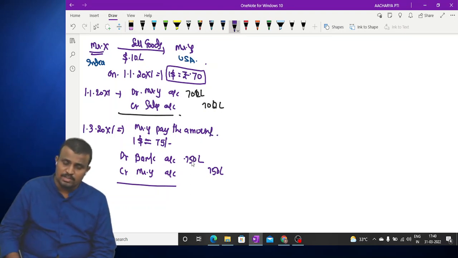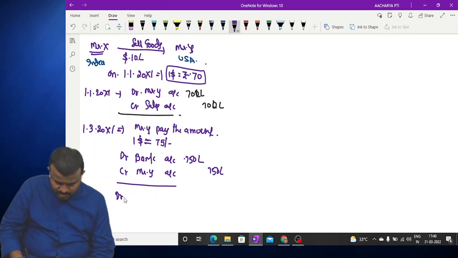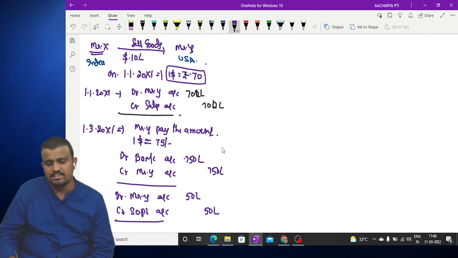And that amount is transferred to the statement of profit and loss. Then we transfer that amount: debit Mr. Y account 50 lakh, credit statement of profit and loss account 50 lakh.